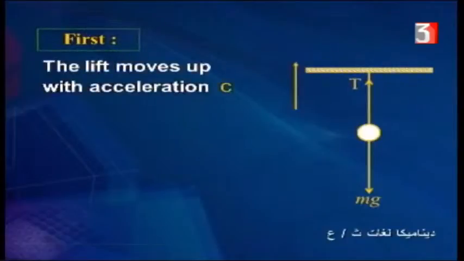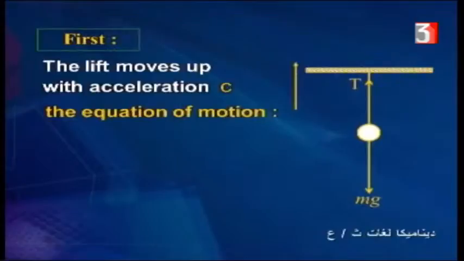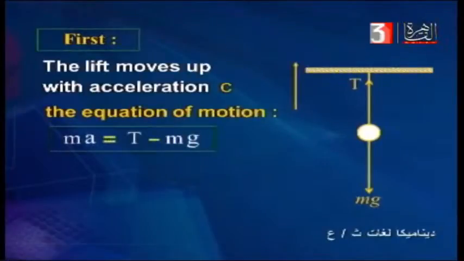First, the lift moves up with acceleration c, and the equation of motion is ma equals T minus mg. The acceleration in this case is equal to c meter per second squared, and the reading is 8 kilogram weight. The tension equals 8 kilogram weight.